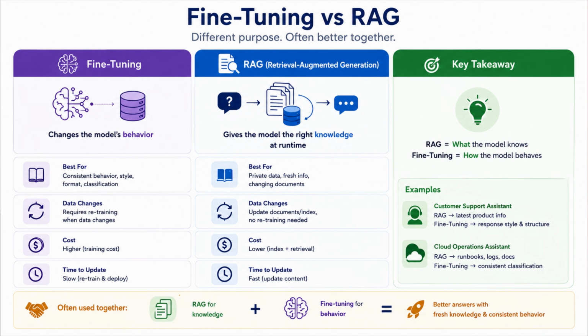But if your support team wants every response to follow a very specific tone, format, or classification style, then fine tuning may help because you are not giving it new knowledge. You are trying to teach the model a consistent behavior. So the simple rule is this. RAG helps with what the model knows at runtime, and fine tuning helps with how the model should behave.